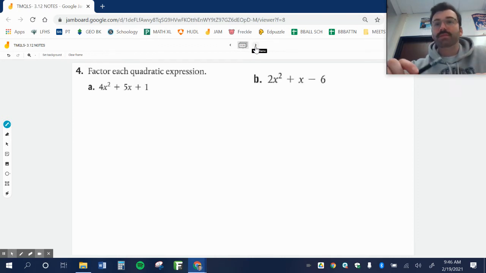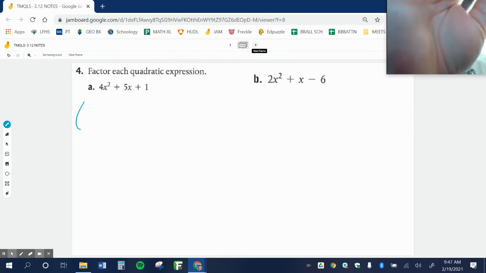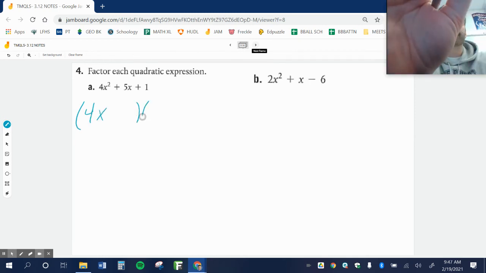All right, I have 4x squared plus 5x plus 1. So I have 4x, and I have x.